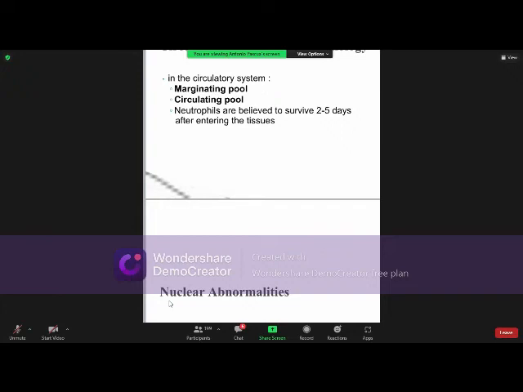Ano huling normal ME ratio natin? 4:1. 2:1 up to 4:1. Right? Mas marami tayong white cell precursors compared with red cells. But in your blood, mas maraming red cell kesa sa white cell because of your margination and circulation pool. Do you follow? Yes, sir.